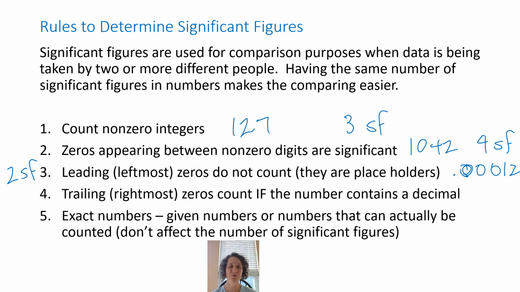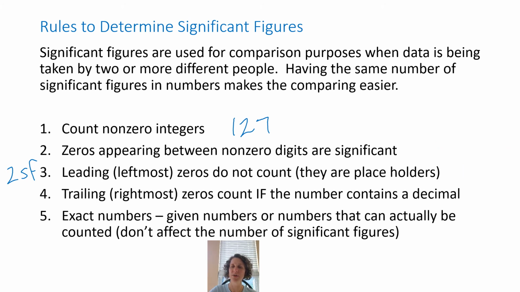And then the fourth rule, trailing or rightmost zeros count if the number contains a decimal. And so you have two ways that this could play out, decimal or no decimal. I'm going to erase some of these others so we can have some space so I can write above them here. So if you had, for instance, the number 1,300, like that, this number simply has two significant figures, okay, the 1 and the 3.